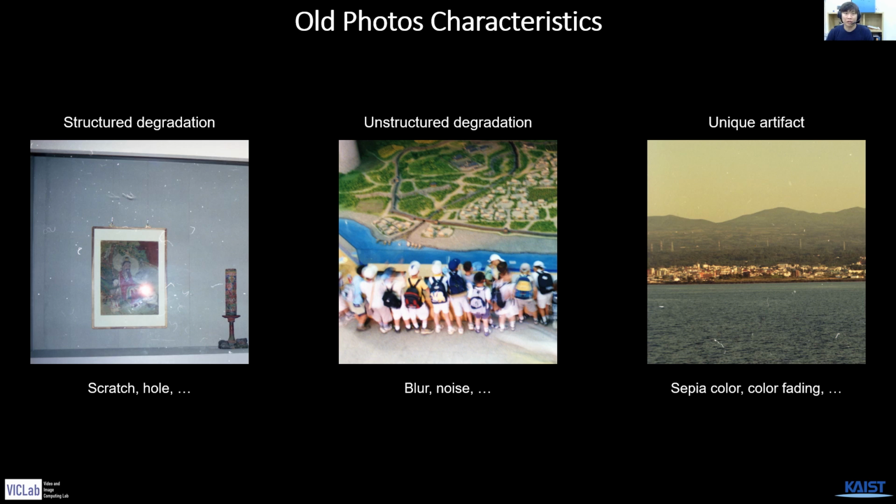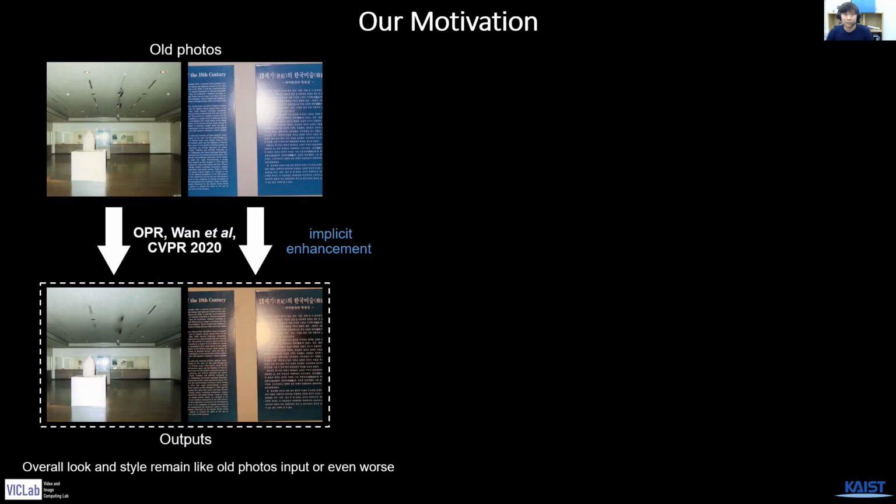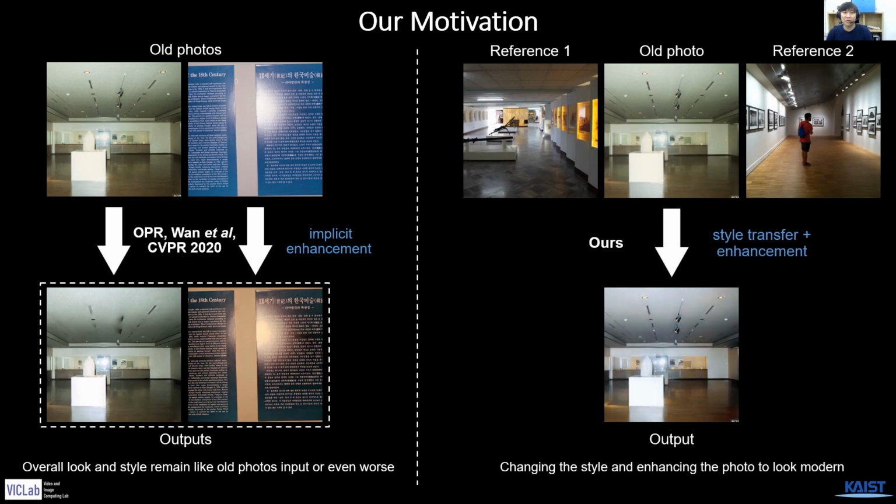All photos in the wild contain mixed degradations such as structured and unstructured degradations and also unique artifacts. To make these photos look like modern photos, previous work mainly focused on degradation restoration and modernization by implicit enhancement. However, enhancing the color is inadequate to ensure all photos look modern since the overall look and style still remain similar to those of old photos. This problem motivates us to modernize all photos by changing their styles and enhancing them.